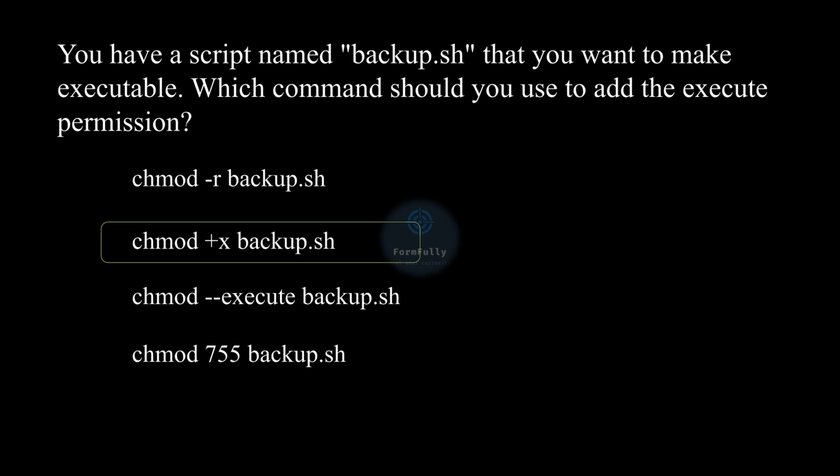The other options are incorrect, as the first option is used to remove permissions, not to add the execute permission. Option 3 is incorrect, because it is not a valid option for chmod. And option 4 is incorrect, as 755 sets specific permissions but does not specifically add execute permission. So the correct option is 2.